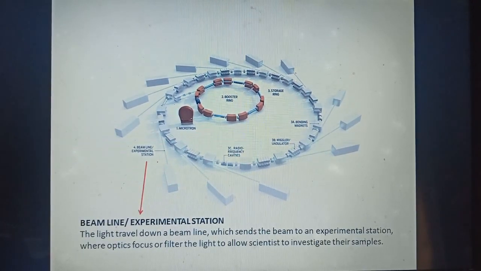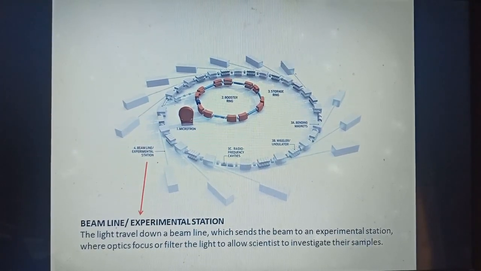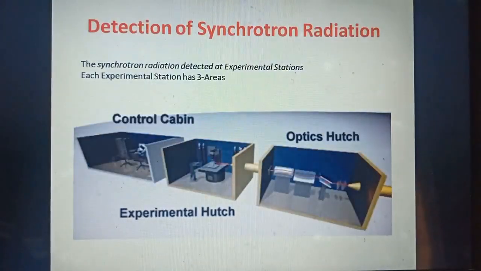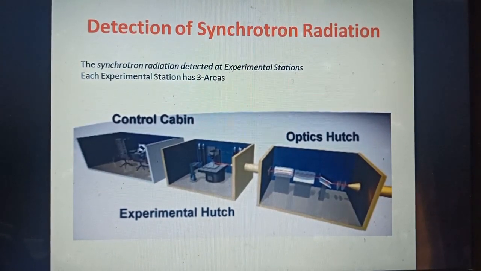And this is the beam line, or you can call it the experimental station. The light travels down a beam line which sends the beam to the experimental station where optics focus or filter the light to allow scientists to investigate their samples. This is the detection of synchrotron radiation. The synchrotron radiation is detected at experimental stations.